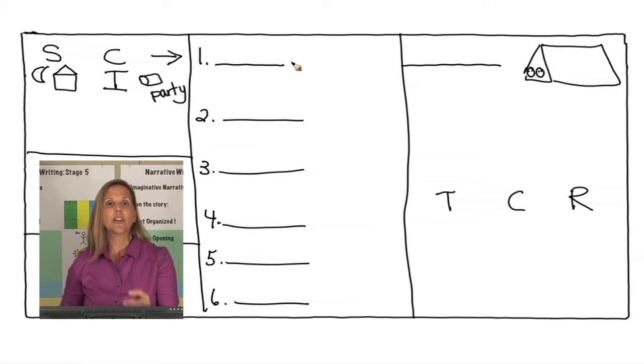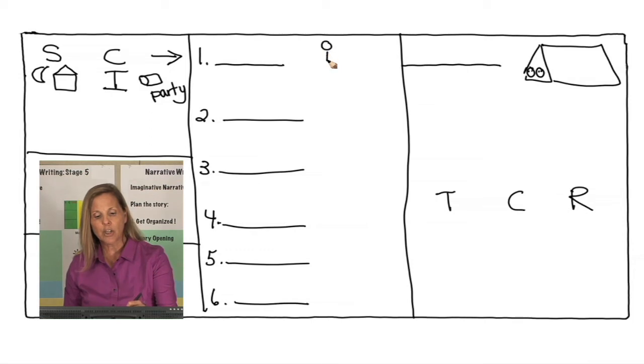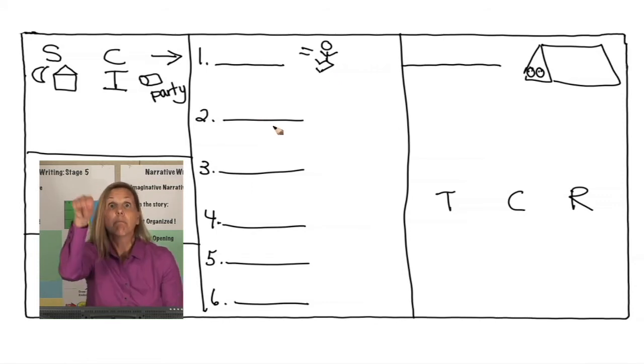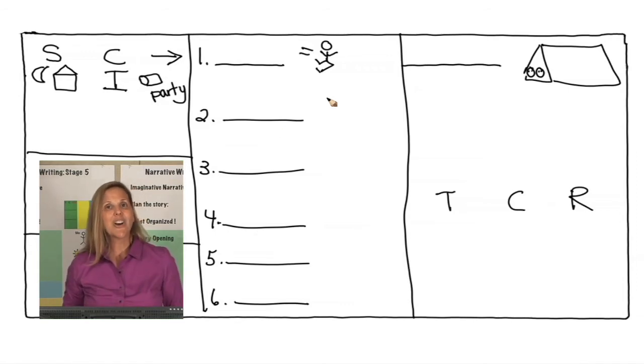Let's go to the first one. What did we do first? We were running down the street. So let's just draw a picture of me running down the street. And remember, these are stick figures. This is not an art project. So the first thing that happened was I was running down the street to my friend's house. What happened next? I'm knocking on the door when I get to my friend's house.